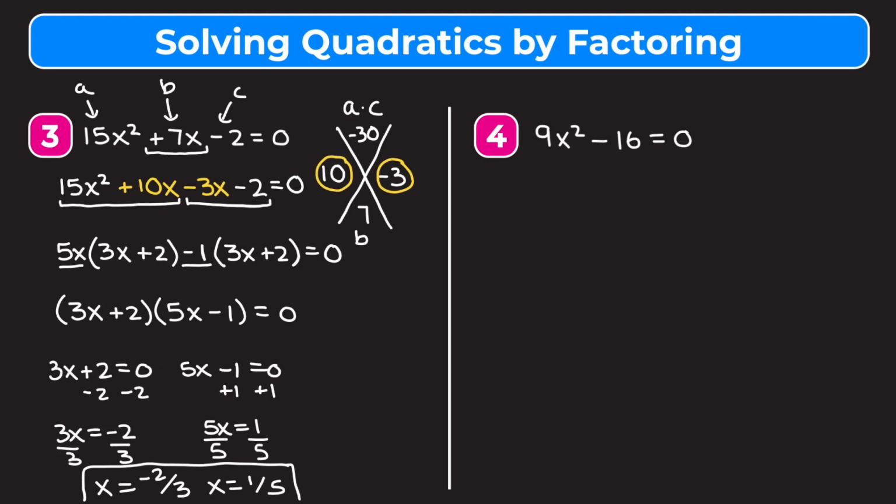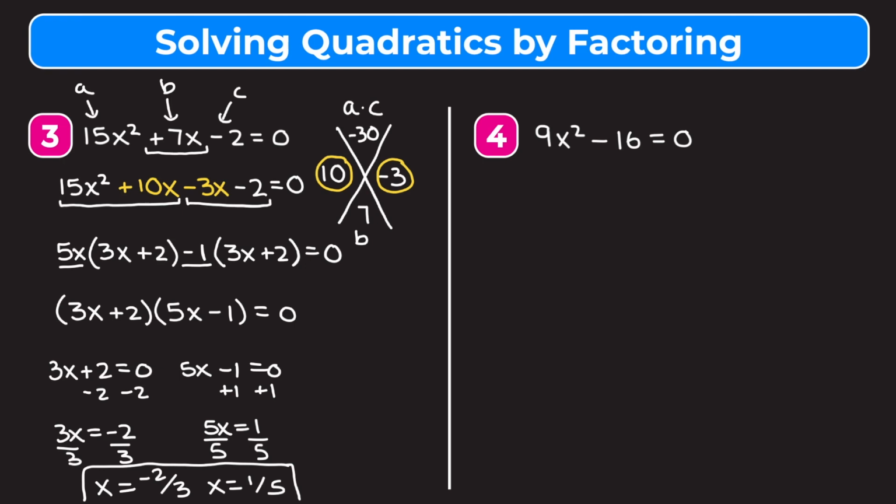Taking a look at example 4, we only have two terms. We have 9x squared minus 16 is equal to 0. So what we have to remember is that this is called the difference of two squares. And the way you can tell if a quadratic is the difference of two squares is first by telling if you're taking the difference between two terms, which we are because we're subtracting, and then you have to think about if each term has a nice square root.